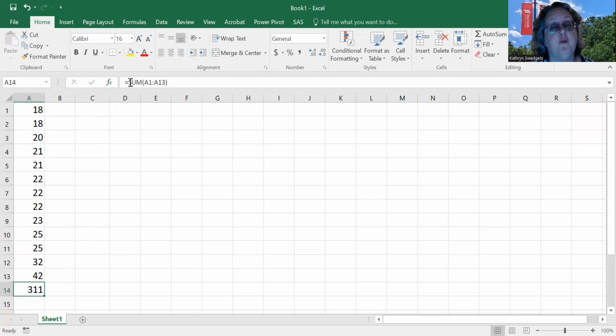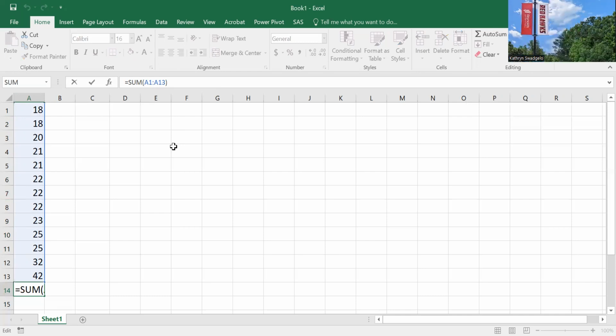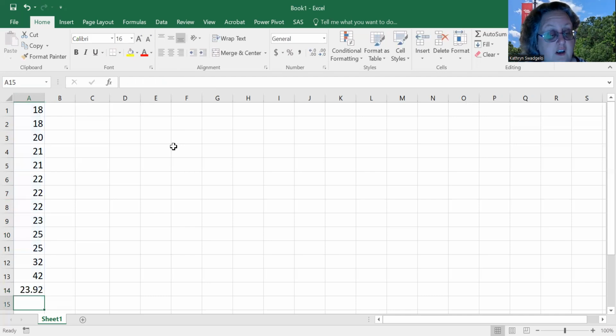I can go up here to the formula line and I actually see the equal sum A1 to A13. I could have typed that in, but having the little AutoSum do it for me was helpful. I'm going to click right into that, and notice it highlights all the affected cells, and I can now put a slash. That's what we use for divide, and there are 13 of them, so I'm going to divide by 13, and that gives me the mean.